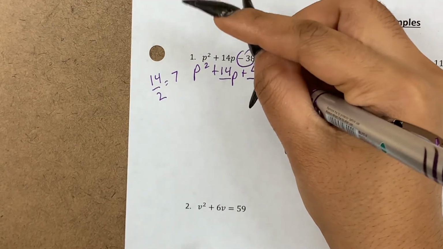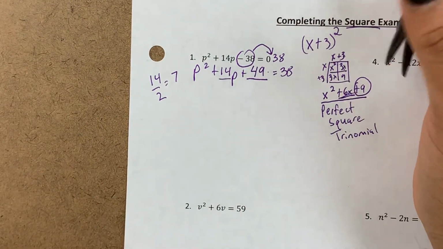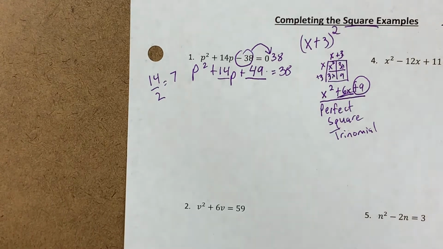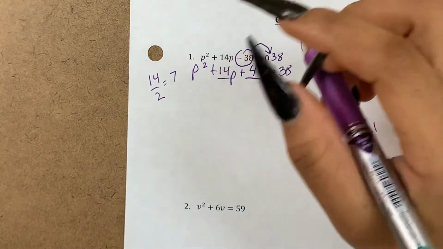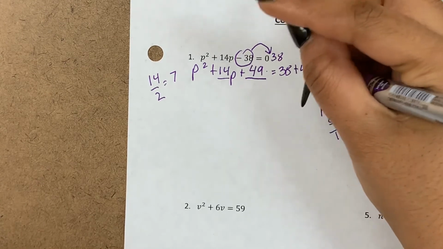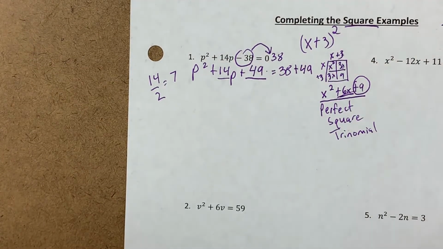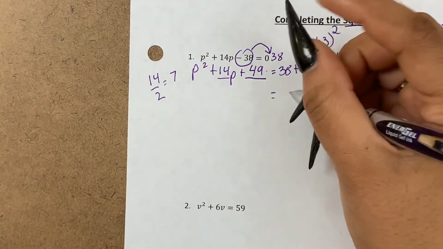So 49 goes here. So I added 49 to the left side. It came out of nowhere. I added it. So if I add 49 here, the only way I can do that is to add it to this side. So I'm going to have on the right side 87.